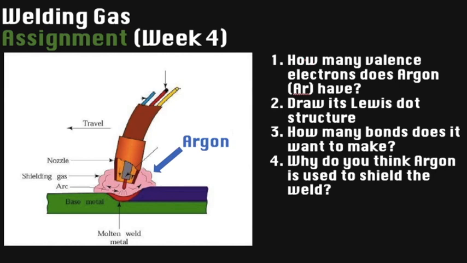Okay, so the first thing you're going to do is you're going to figure out how many valence electrons argon has. Then you're going to draw its Lewis structure, figure out how many bonds it wants to make, and then based on that information, make a claim, make a hypothesis. Why do you think argon is a good gas to put here? Why not put oxygen or some other gas that we might use? What you'll do is you will do all of this on a separate piece of paper and upload a picture of that piece of paper to Google Classroom.